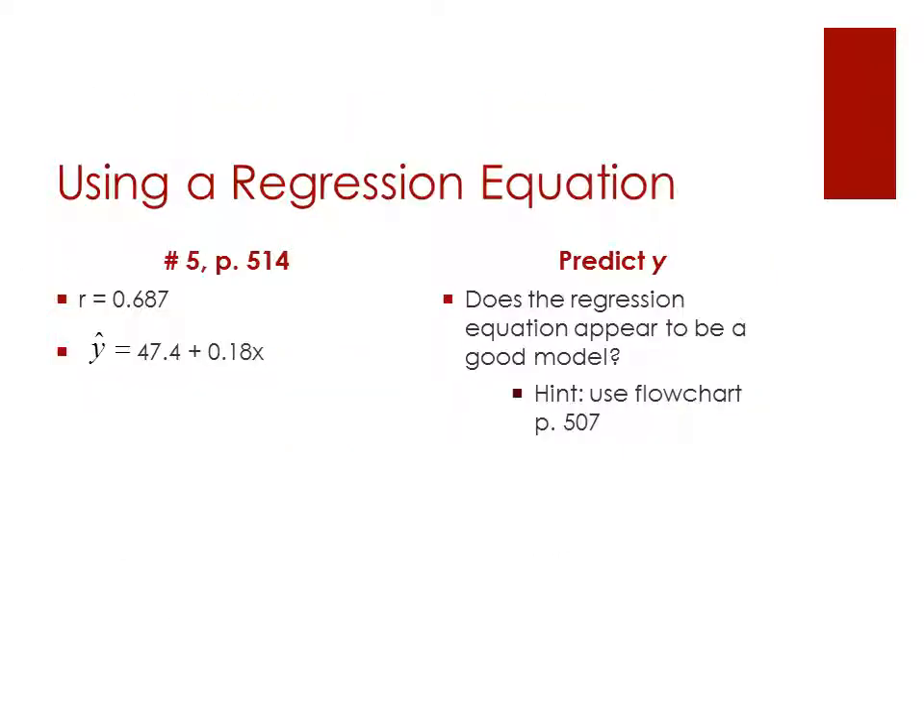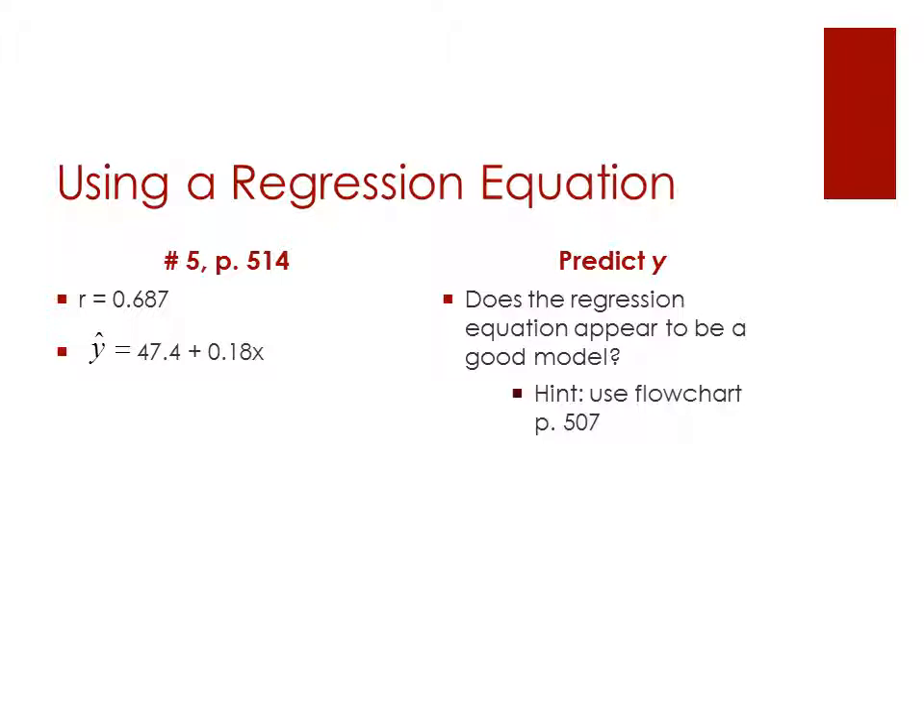Okay, let's take a look at using a regression equation. We're going to do problem number 5 on page 514. Here we've got an r of 0.687, and we're given a regression equation of 47.4 plus 0.18 times x. We need to ask ourselves, does this regression equation appear to be a good model? Again, you're going to go back and look at that flow chart we just used. We don't have access to the raw data here, so we're going to be looking at the r value.